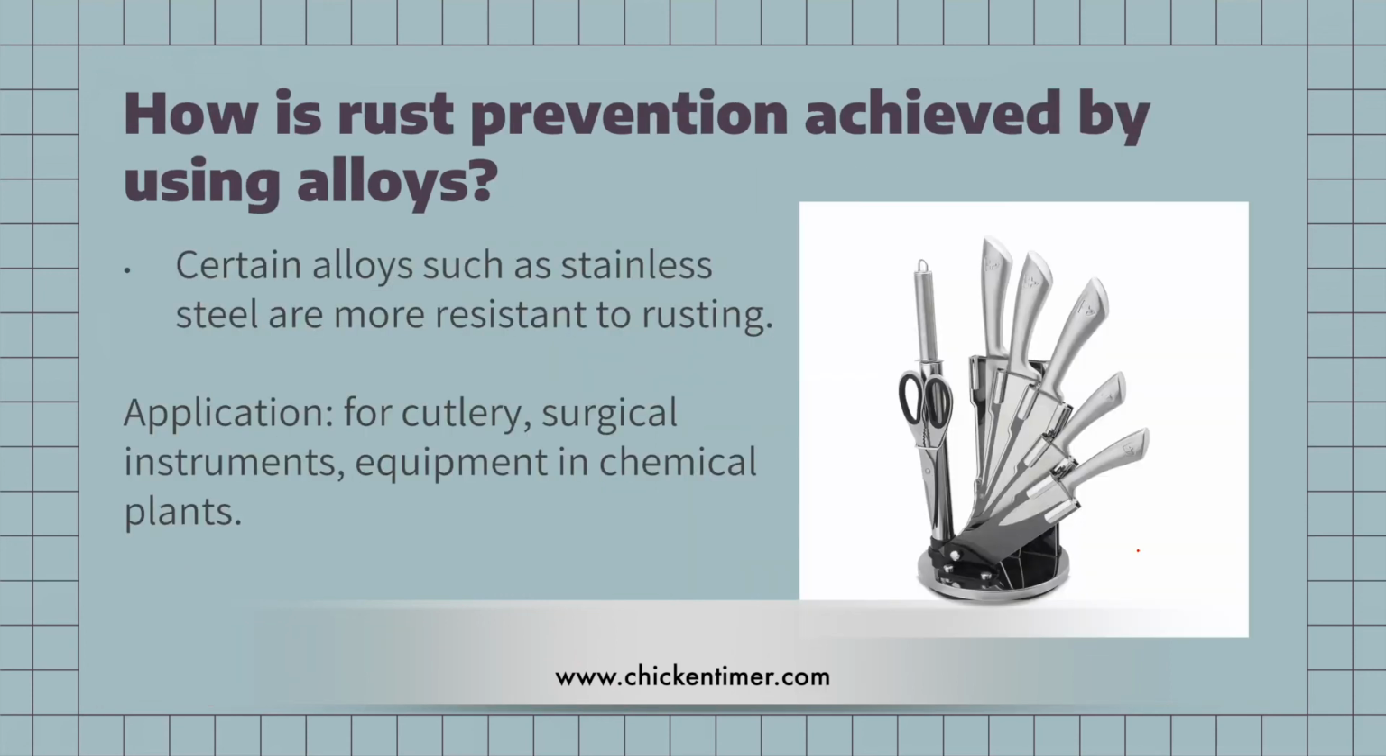Then if you use alloys, just now I mentioned alloys like stainless steel. Stainless steel is more resistant to rusting, so rusting will happen at a slower rate. You have cutlery at home, usually made out of stainless steel. Then you have surgical instruments, and other equipment inside chemical plants and chemical factories usually use stainless steel.